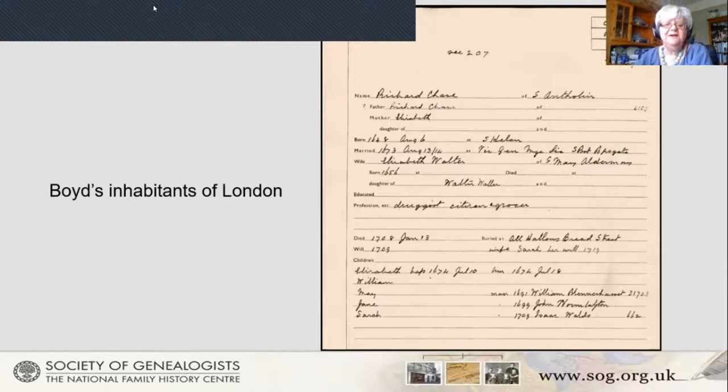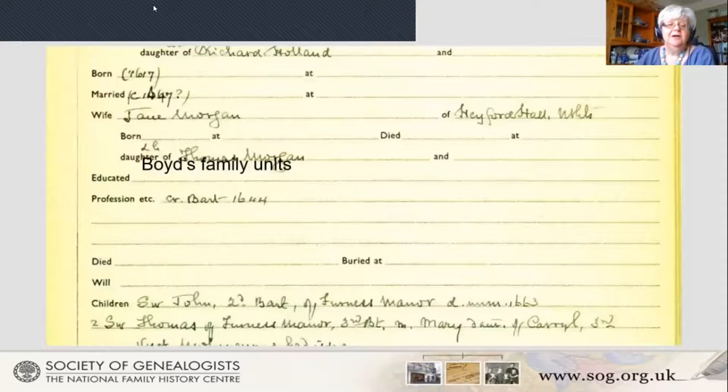Note the handwriting and the number in the top right-hand corner of each sheet. Many other books in the Society of Genealogists Library are annotated with that distinctive handwriting of Percival Boyd. If you see those number references in a book in our library, you can search Boyd's Inhabitants on SOG Data Online by that reference number to find the exact page that you want. Boyd's Family Units has similar pages of notes, but for families outside London.